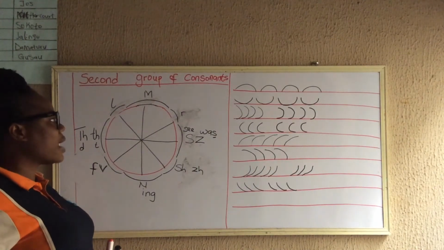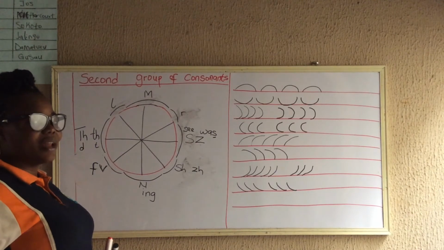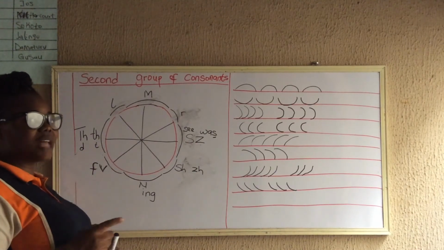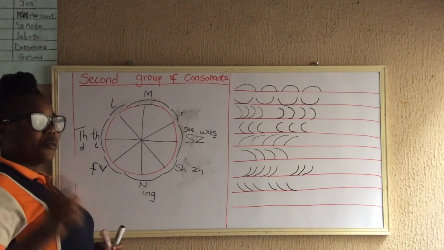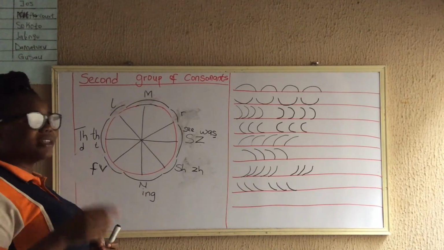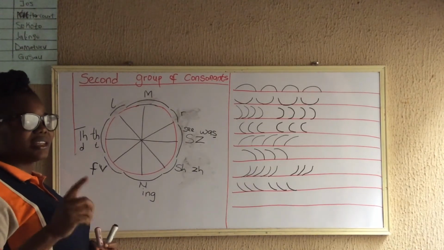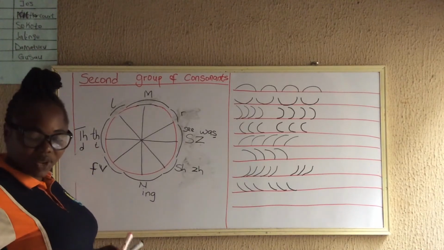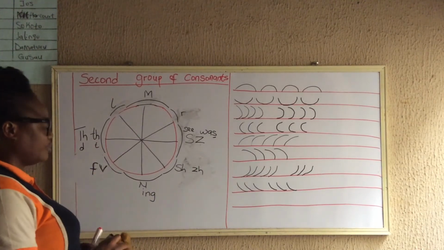So these consonants I am talking about, they are W, known as way, and the Y as in yeah. Then your H.